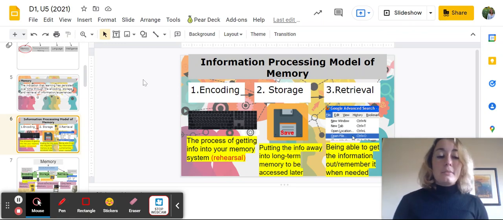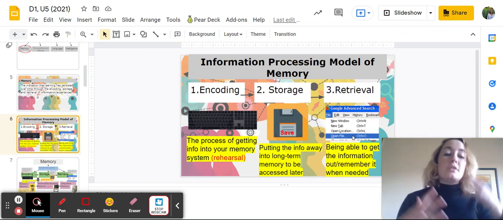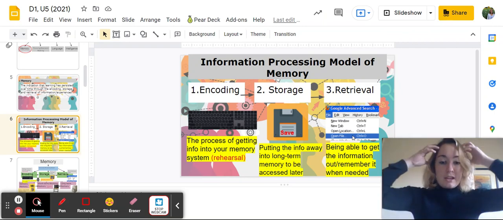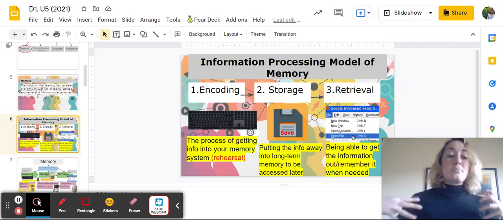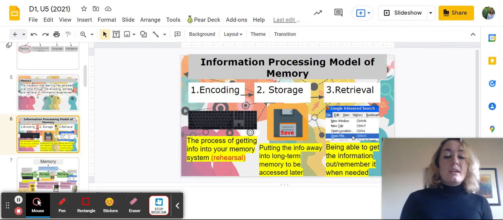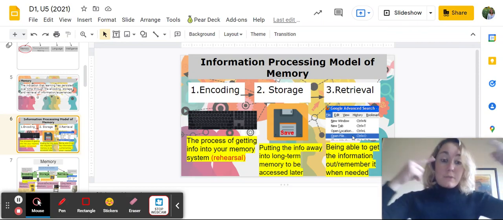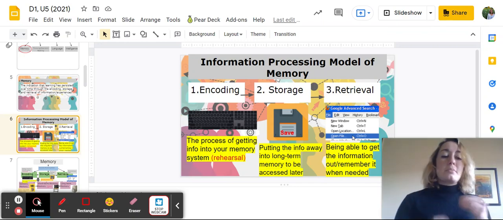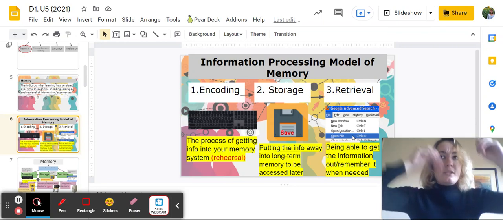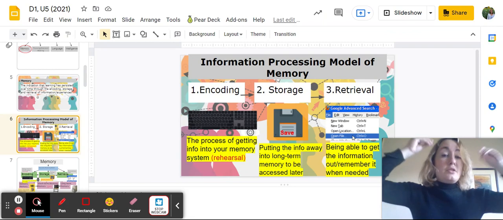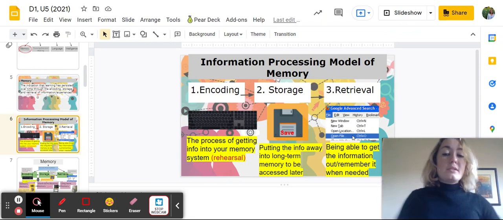So we first start with encoding. Encoding is the process of getting information into your memory system. Even just getting it to the point where we've recognized it and we're thinking about it, so it's in our brain and we can then store it. In encoding, we have to think about it and rehearse. If you're rehearsing something, you're practicing it. So you kind of have to think about the memory so it's in your mind, ready to be stored. If you don't notice it or pay attention or think about it, it's not meaningful. It's not going to get stored.